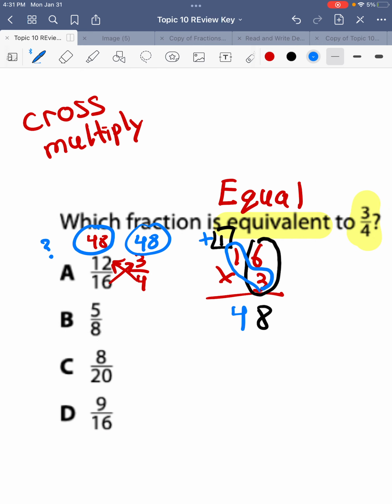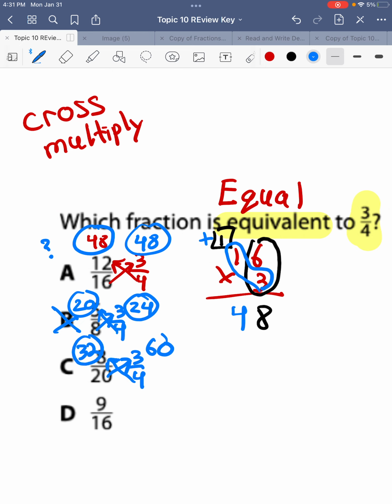Let's do B now. 3 over 4 next to it. 8 times 3 is 24. 4 times 5 is 20. These numbers are not the same, so B is not my answer. Let's do C. 3 over 4. 20 times 3 is 60. 4 times 8 is 32. These numbers are also not equal, so C is not my answer.